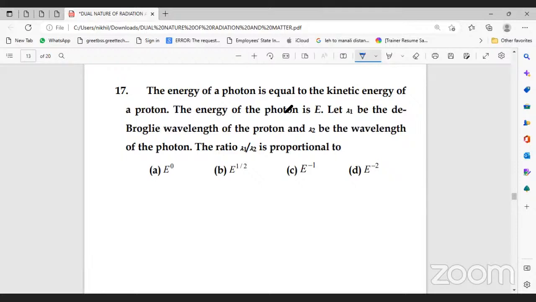What is the energy of the photon equal to? Energy of the photon is equal to the kinetic energy of the proton. Energy of the photon is given as E. What is the de Broglie wavelength of the proton?